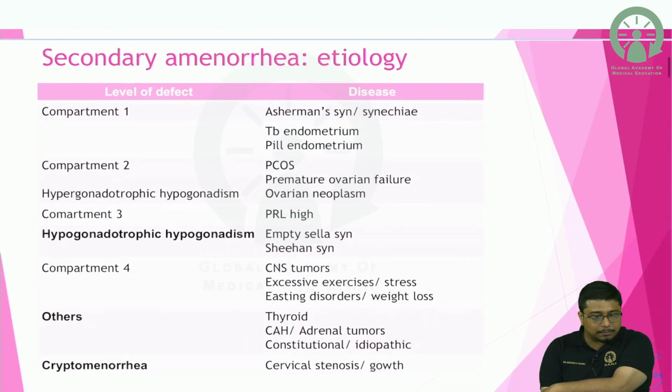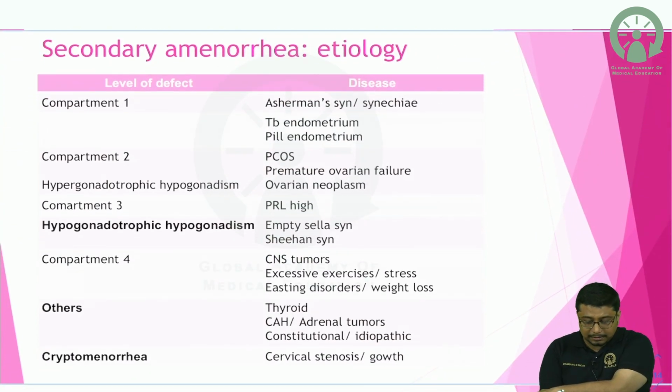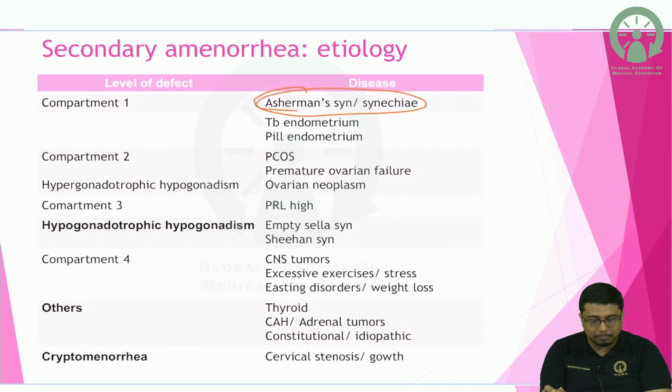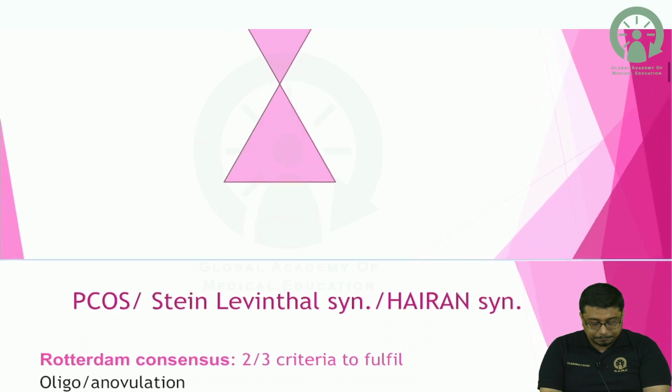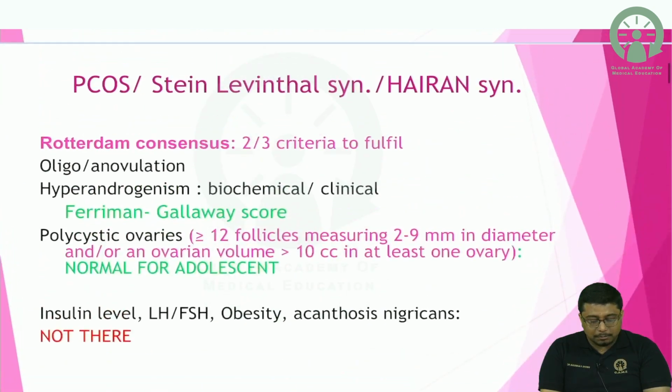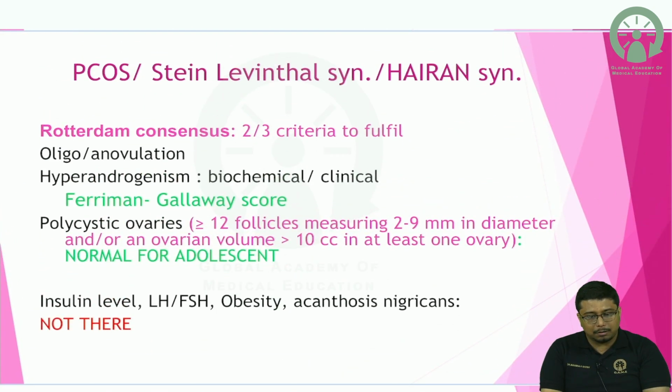So let us talk about secondary amenorrhea. Again we will be doing a compartment based analysis, and we will see Asherman syndrome, which is synechia of the uterine walls. And now coming to one of the most important discussions, polycystic ovarian disease.